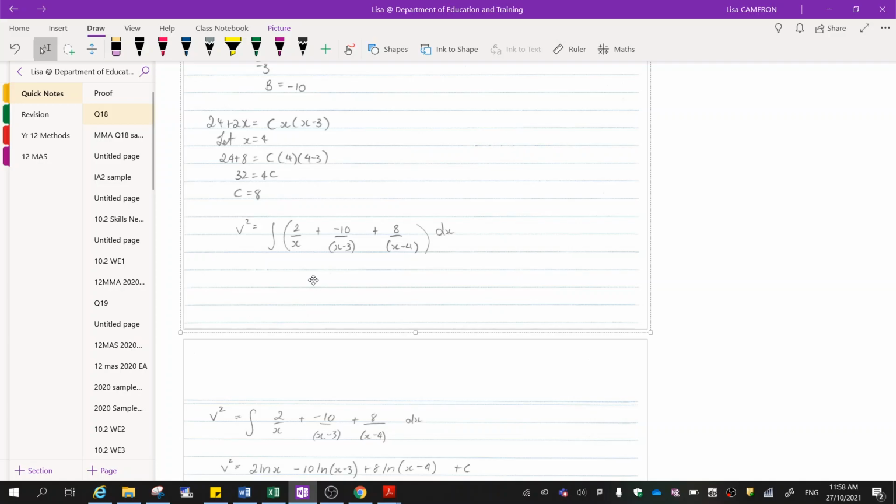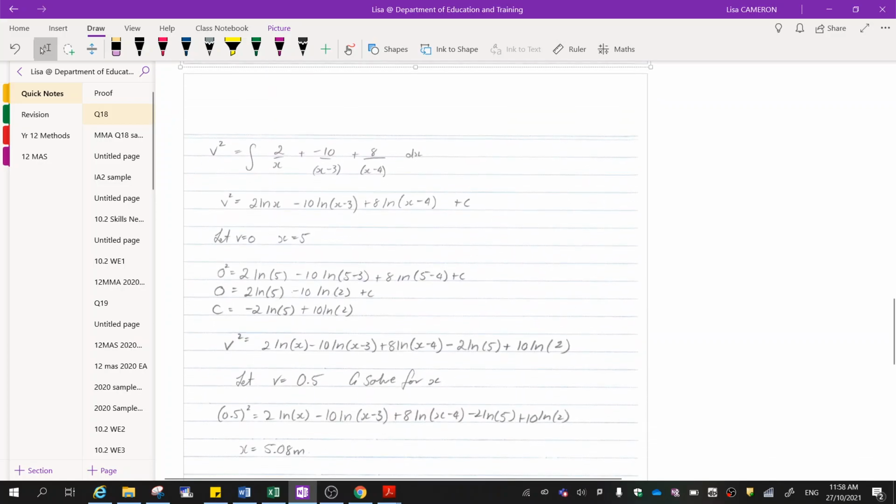Okay, so now the next thing that we're going to be doing is we're going to integrate this side and we're just going to leave the v squared alone. So when I integrate it, this is what I end up with on that side, plus the c. Now I can substitute in that when v is equal to 0, x is equal to 5, and I do that down here to work out the value of c.